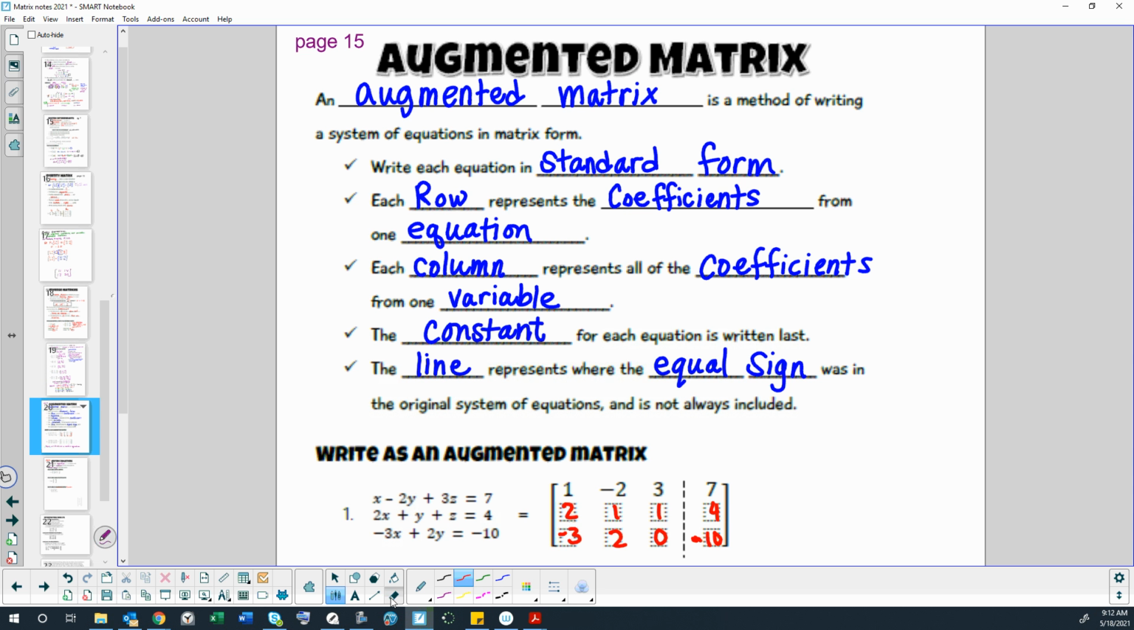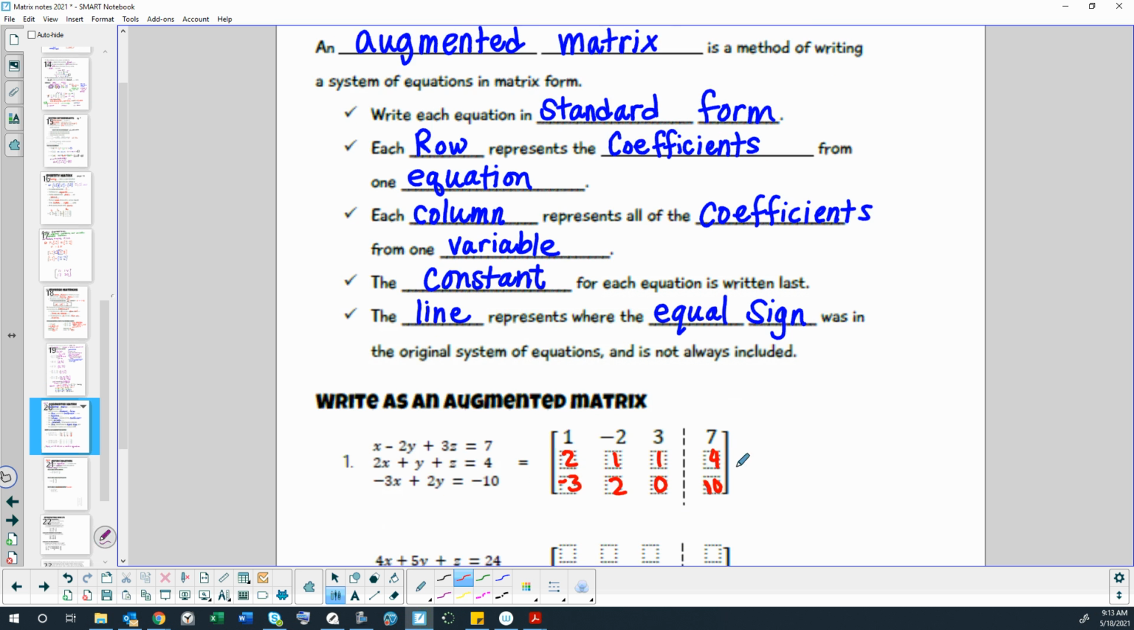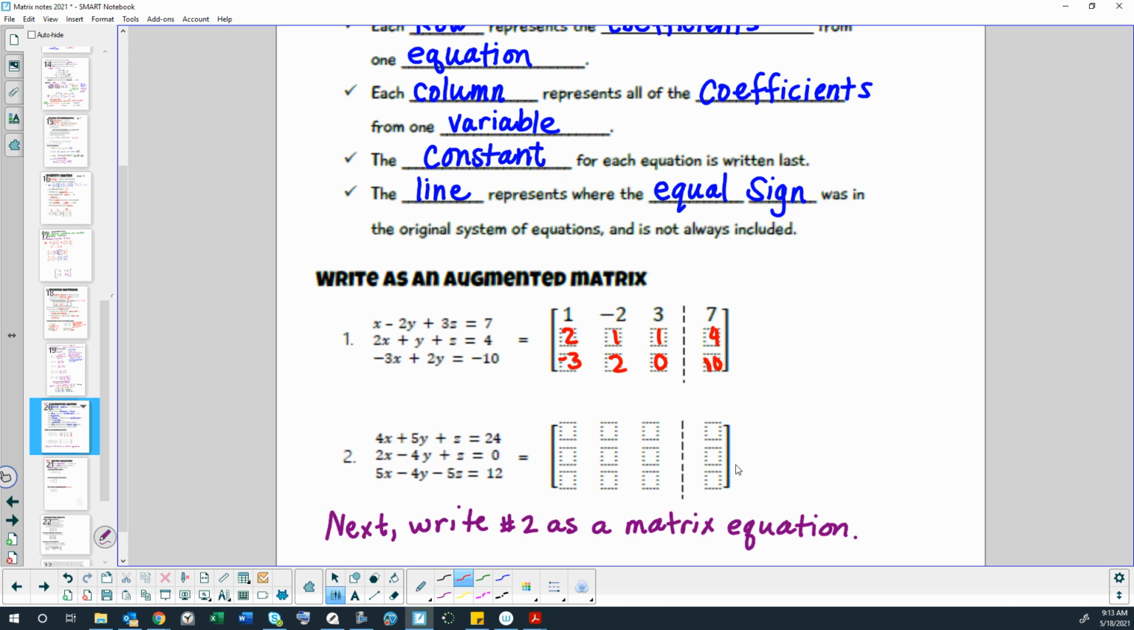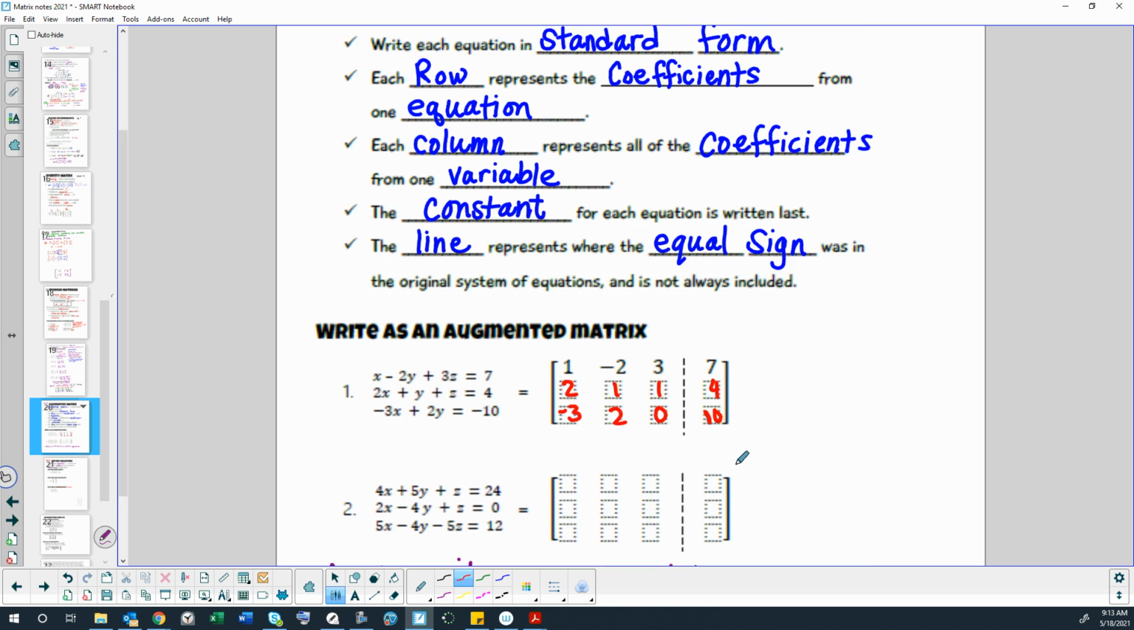Okay, try the next system of equations and writing those out on your own. If you're watching this video, you could pause the video and try it, and then start the video again to see how you did. Okay, so let's check this together.